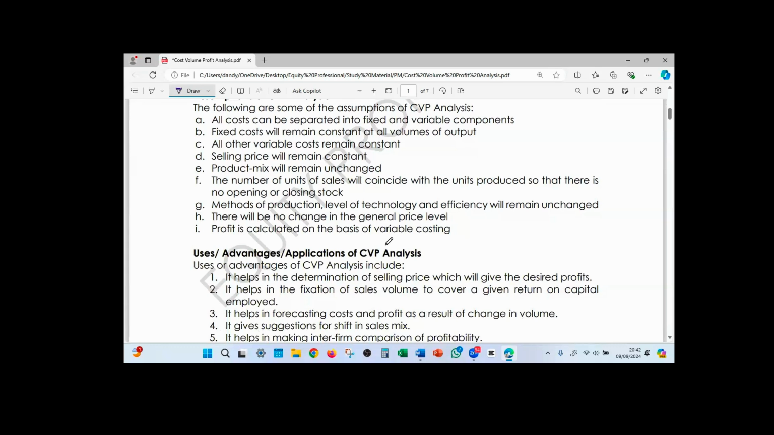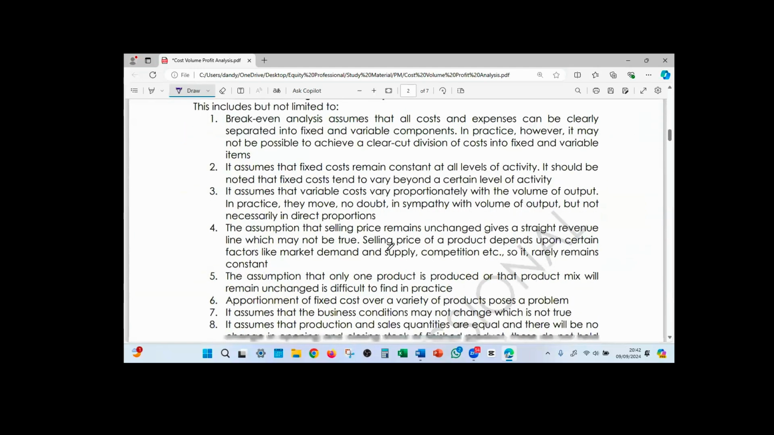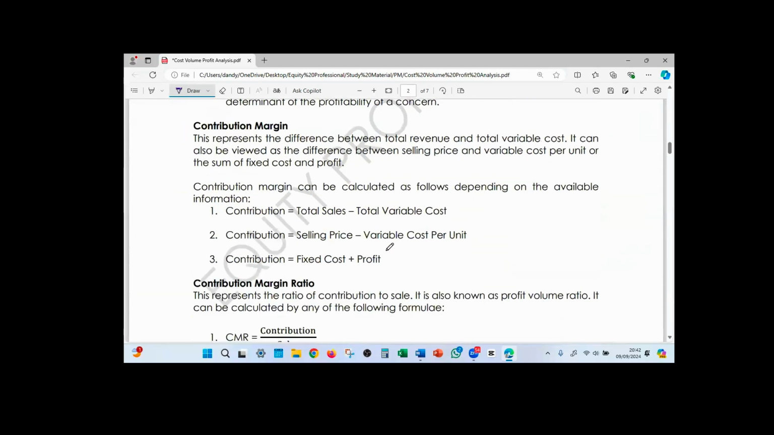I repeat, the contribution margin ratio is also known as profit volume ratio. It is the ratio of contribution to sales. Therefore, how do you then calculate contribution margin? We have done it previously, but here is CVP, so it's still the same thing.